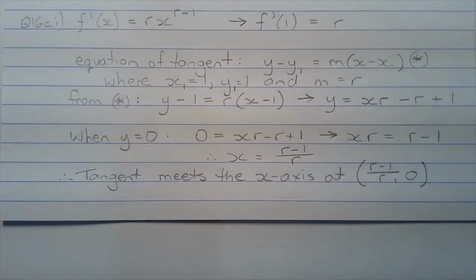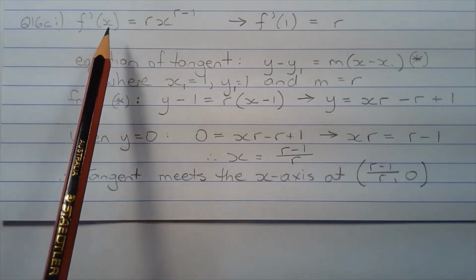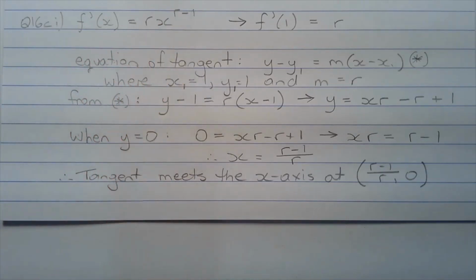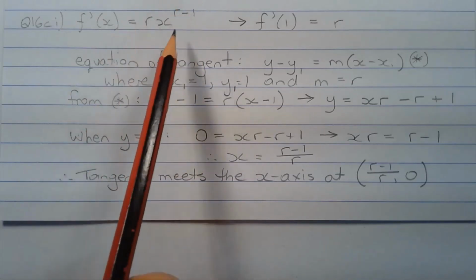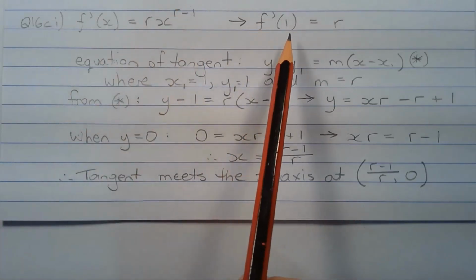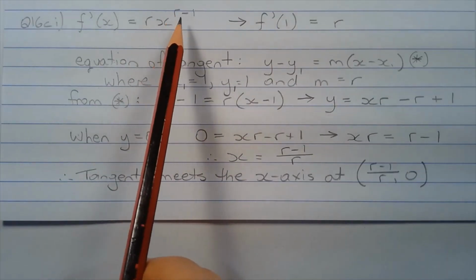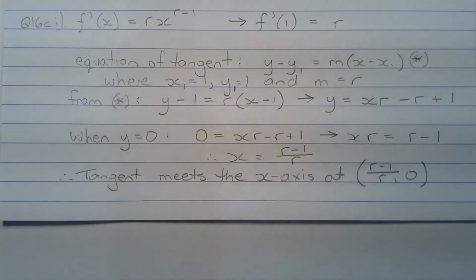To find the equation of the tangent, we need the first derivative of the function y equals x to the power of r. So f dash of x is equal to r times x to the power of r minus 1. To find the gradient of the tangent to the curve y equals x to the power of r at the point 1, 1, we substitute x equals 1 into the gradient function. So f dash of 1 is equal to r, since 1 to the power of r minus 1 is equal to 1, and 1 times r is equal to r.